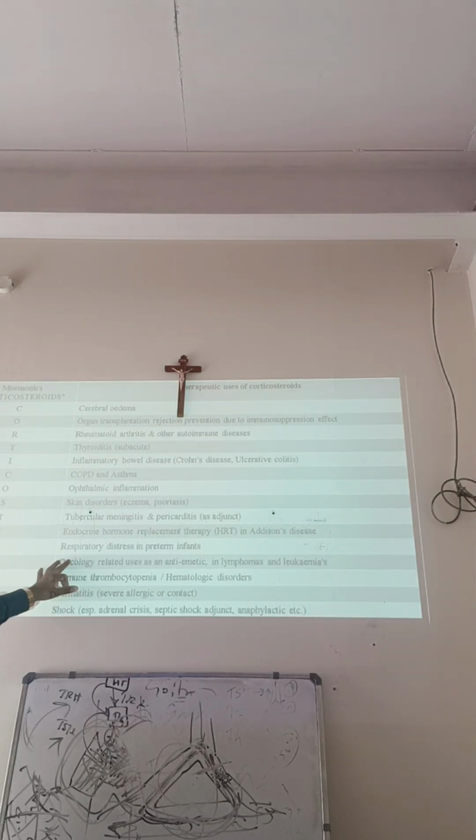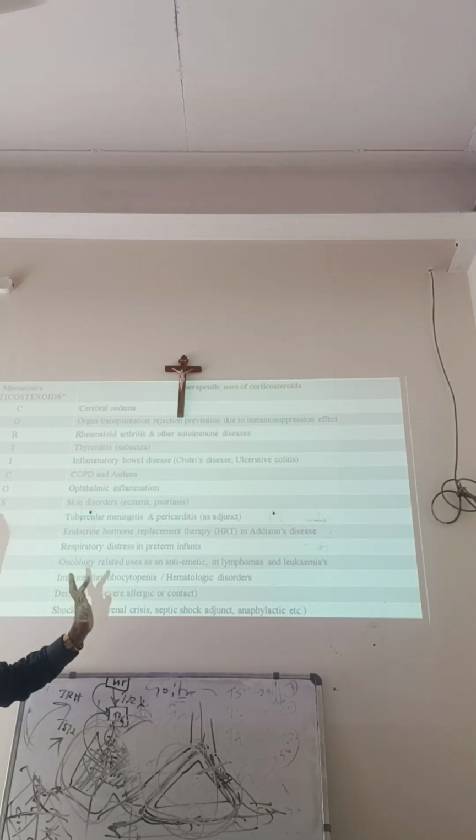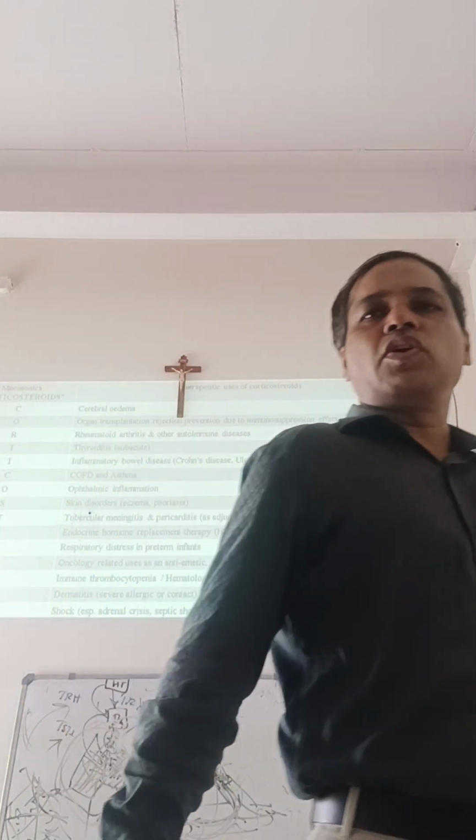Respiratory disorder in preterm infants, you can use this. Oncology related: lymphoma, leukemia, because we want to reduce the lymphomas. Immune thrombocytopenia, dermatitis, and shock also, you can use this. Then you may ask, sir, should I remember everything? For writing in an emergency, you can use it there. Organ transplant rejection, tubercular meningitis, respiratory distress in preterm infants, oncology related. So these are some of the things where we are going to use corticosteroids exclusively.